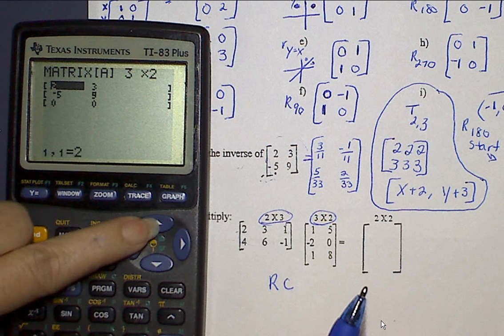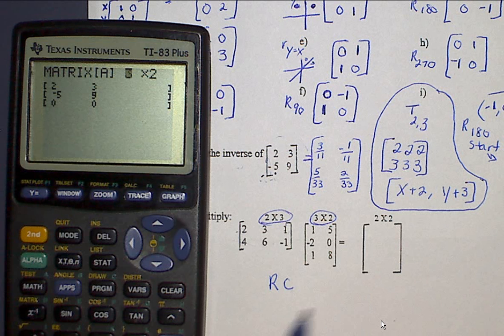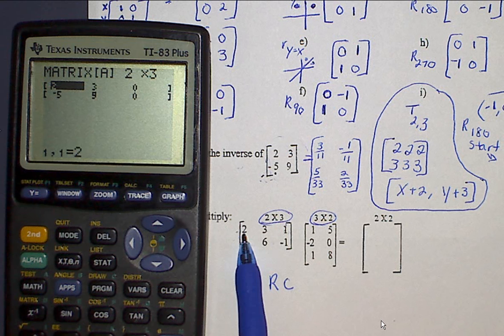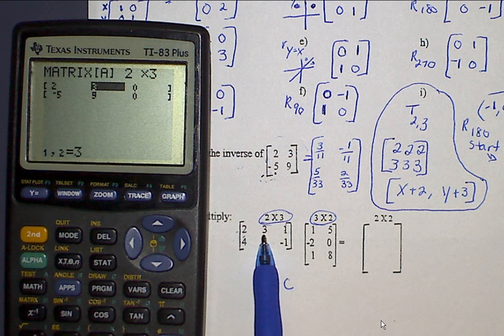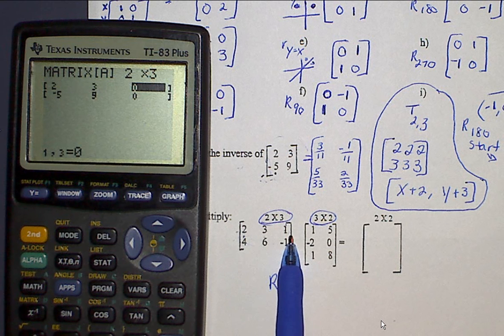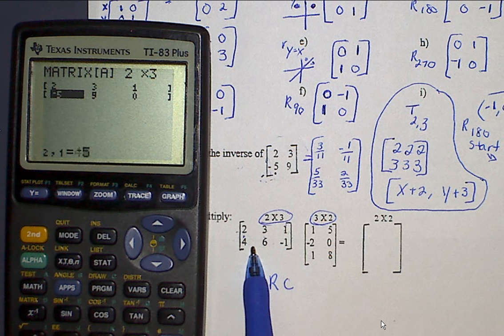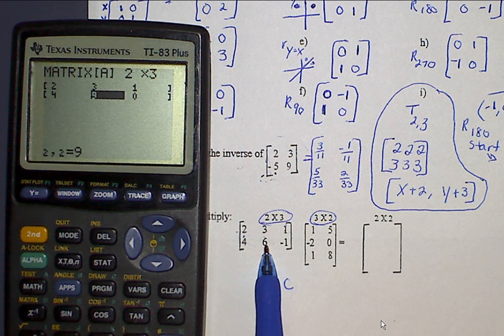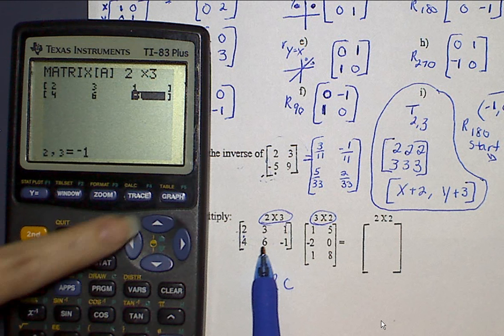So I'm going to go 2 by 3, and I'm moving everyone by hitting the enter button. So I hit enter, and then I'm inputting what I have. I have a 2, I have a 3, I have a 1. So I'm pushing enter each time. 4, enter, 6, enter, -1, enter. That's right. So now I look again to make sure I have the right numbers.